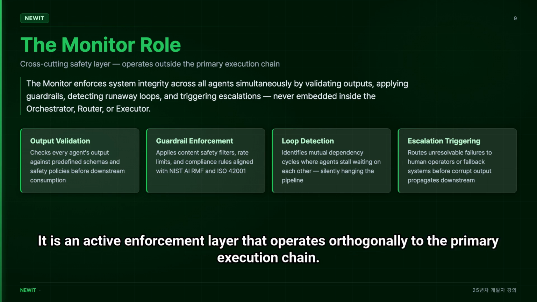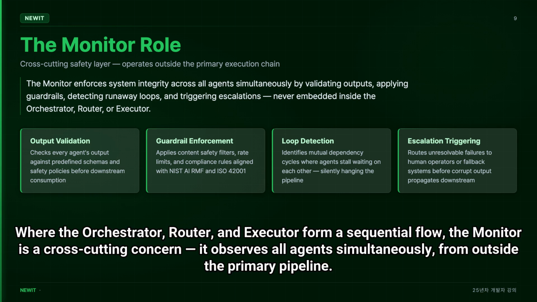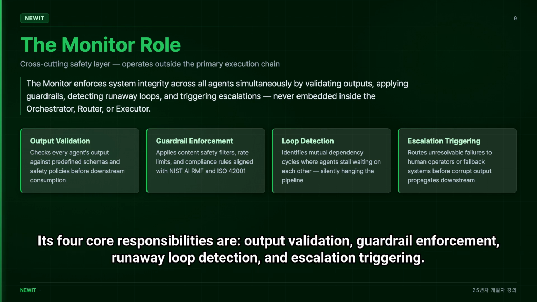It is an active enforcement layer that operates orthogonally to the primary execution chain, where the orchestrator, router, and executor form a sequential flow. The monitor is a cross-cutting concern. It observes all agents simultaneously from outside the primary pipeline. Its four core responsibilities are output validation, guardrail enforcement, runaway loop detection, and escalation triggering.